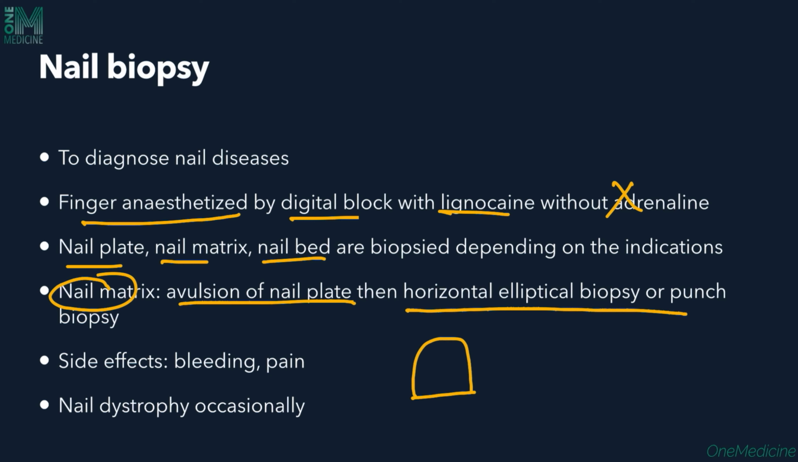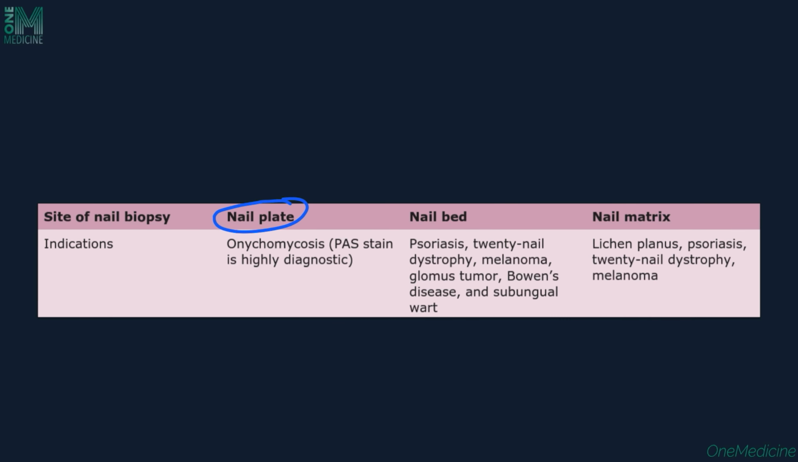So if this is the nail, the nail matrix will lie here. So the nail plate has to be removed first and then the horizontal elliptical incision has to be made here. Side effects include bleeding and pain, nail dystrophy. If the nail matrix is damaged too much, that can cause nail dystrophy. So indications would be, nail plate biopsy is done in onychomycosis, that is the fungal infection of the nails. Nail bed biopsy is done in diseases which involve nail bed pathology, like psoriasis, 20 nail dystrophy, melanoma, glomus tumor, Bowen's disease, subungual wart. Nail matrix biopsy is done with lichen planus, psoriasis, 20 nail dystrophy, and melanoma.